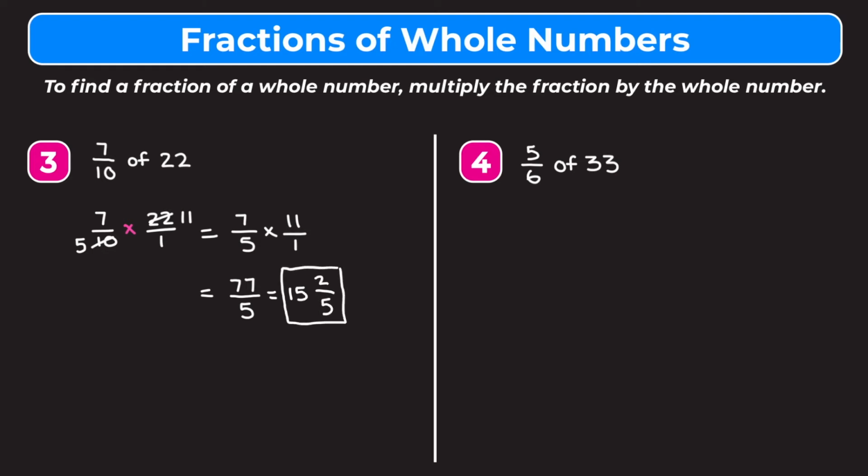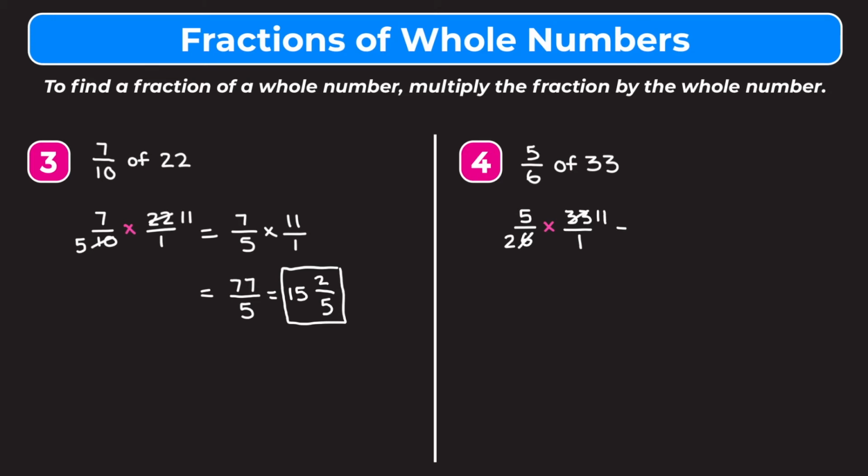Moving on to example 4, we have 5/6 of 33. So we're going to do the same thing. We're going to take 5/6, we're going to replace "of" with multiplication. So we're going to multiply 5/6 by 33. And we're going to put 33 over 1 to turn it into a fraction, and now we're going to cross-reduce. So we can cross-reduce the 6 and the 33 by dividing them both by 3. 6 divided by 3 is 2. 33 divided by 3 is 11.